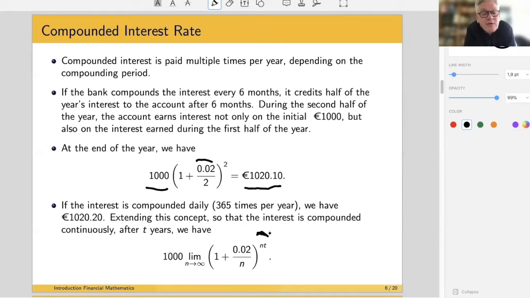So the limit as n goes to infinity of (1 + 0.02/n)^(n t) is the amount of interest that we would get if we move from the discrete to the continuously compounded interest. The number of intervals tends to infinity and the width of the interval tends to 0.